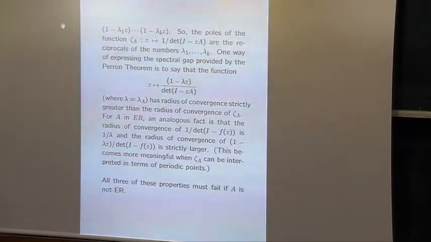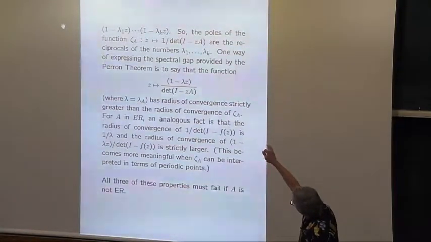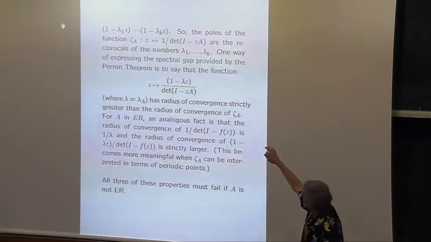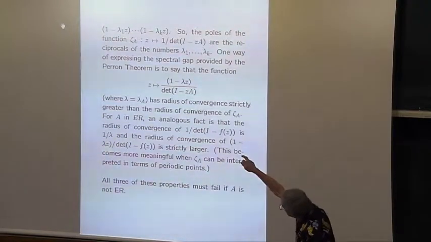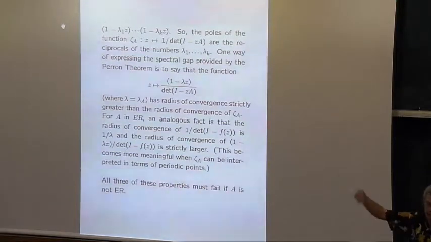Now, if I consider the poles of the function which is the reciprocal of the determinant of I minus ZA, well, those poles are the reciprocals of these non-zero numbers, lambda I. And this zeta A, by the way, is not out of a hat. This is the Artin-Mazur zeta function for certain systems and shows up a lot.